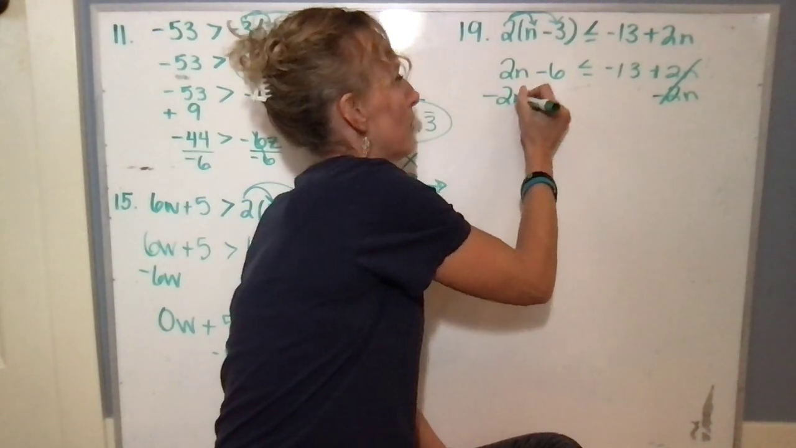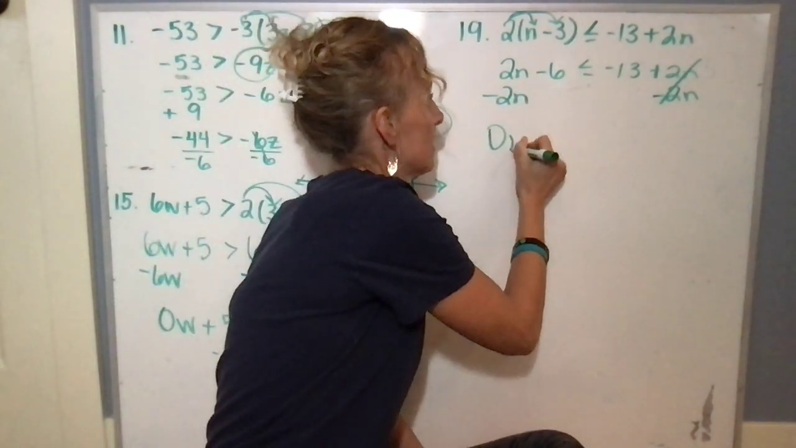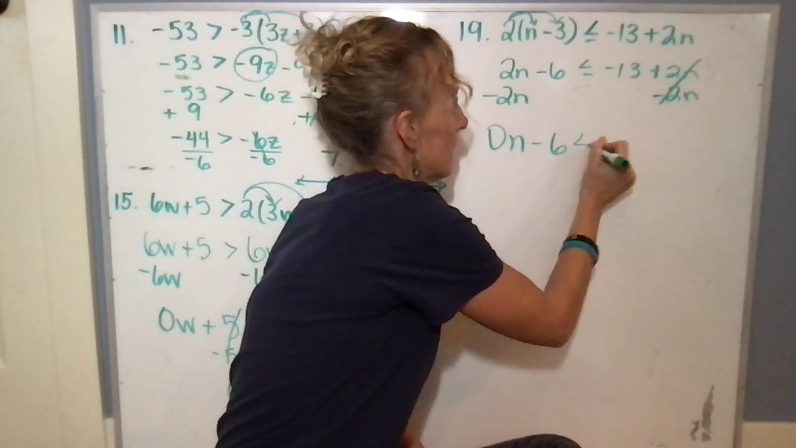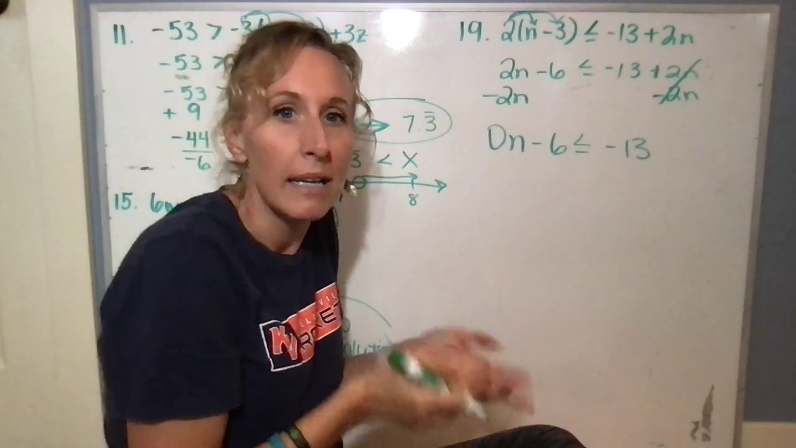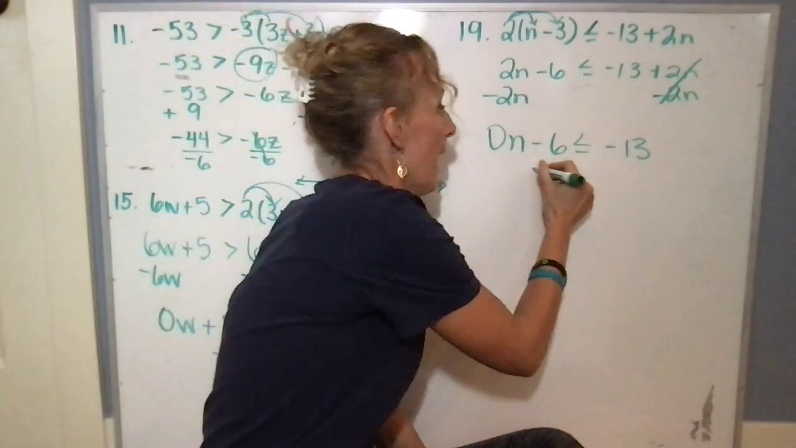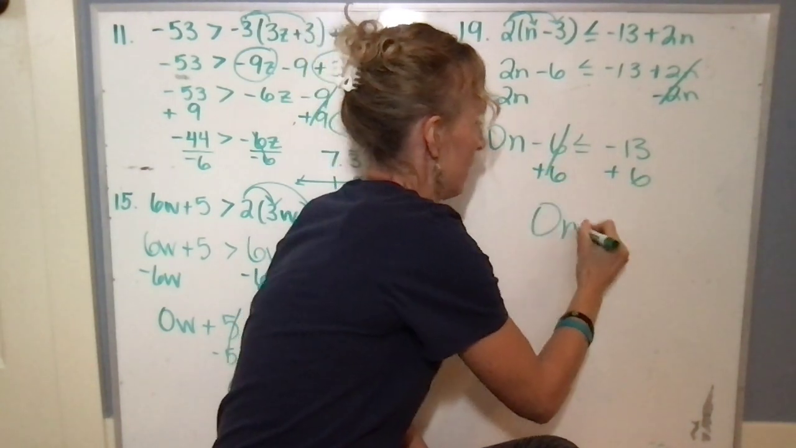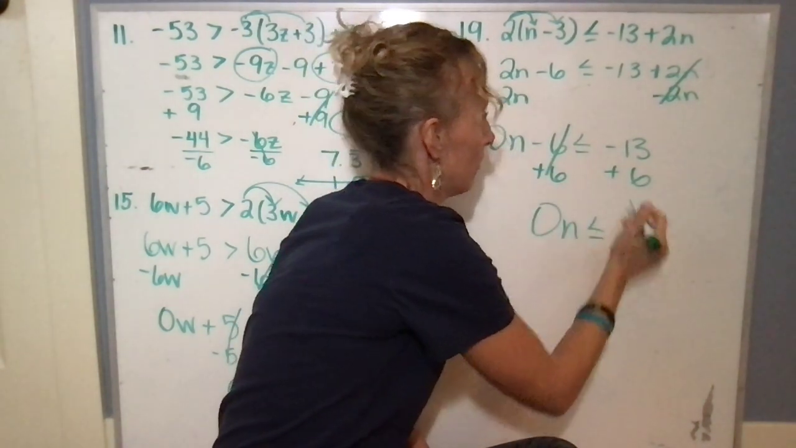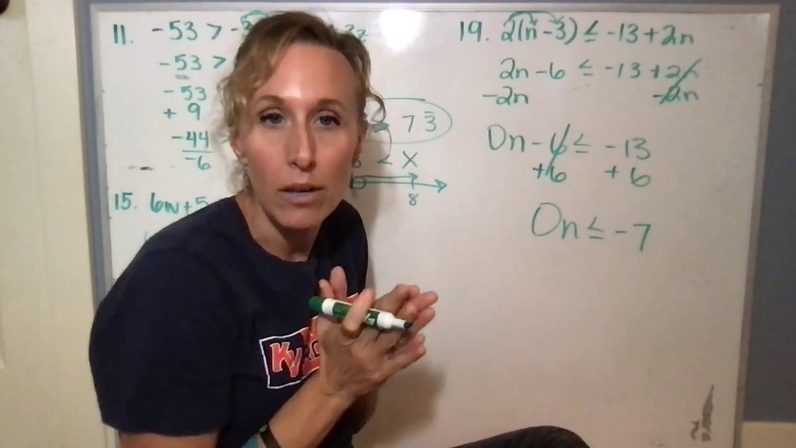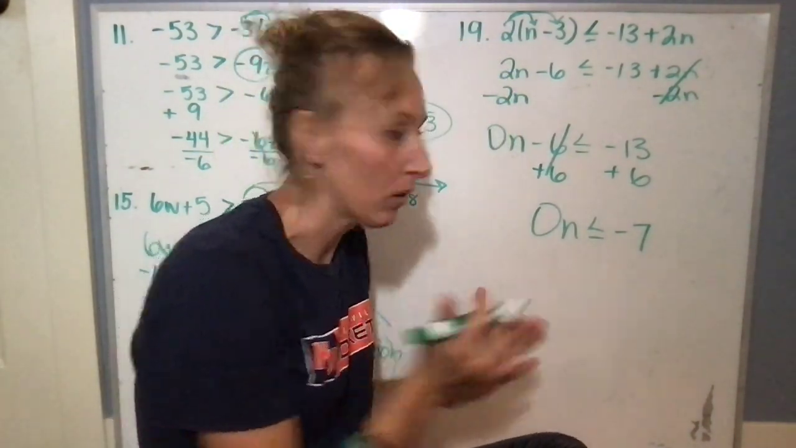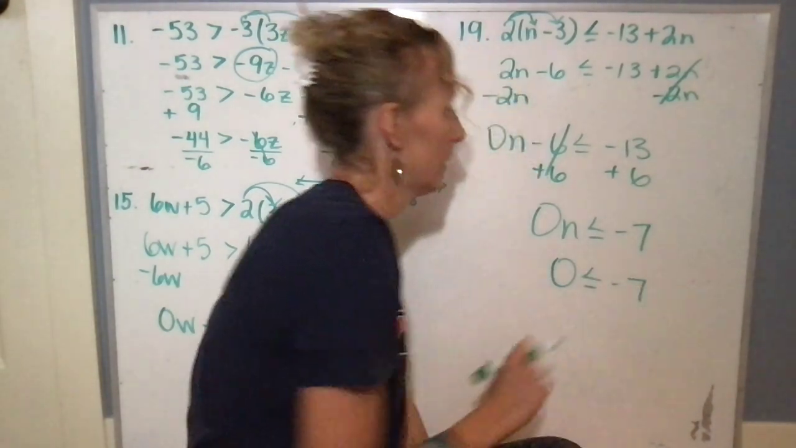All right, again, we can see we're going to get a 0 here, right? So let's do it out. 0n minus 6 is less than or equal to negative 13. Okay, let's keep doing it as if it's not a 0. So we're going to add 6, add 6. 0n is less than or equal to negative 13 plus 6, which is negative 7. Again, 0 times anything in the world is 0, right? So we end up with 0 is less than or equal to negative 7.